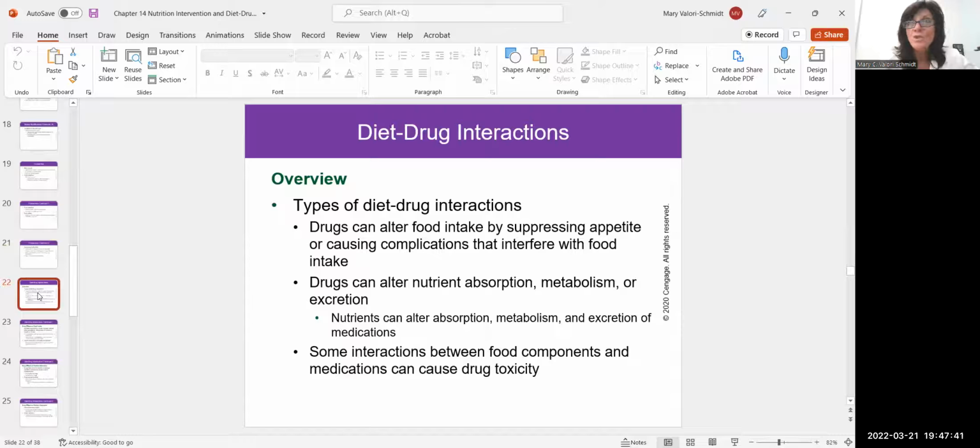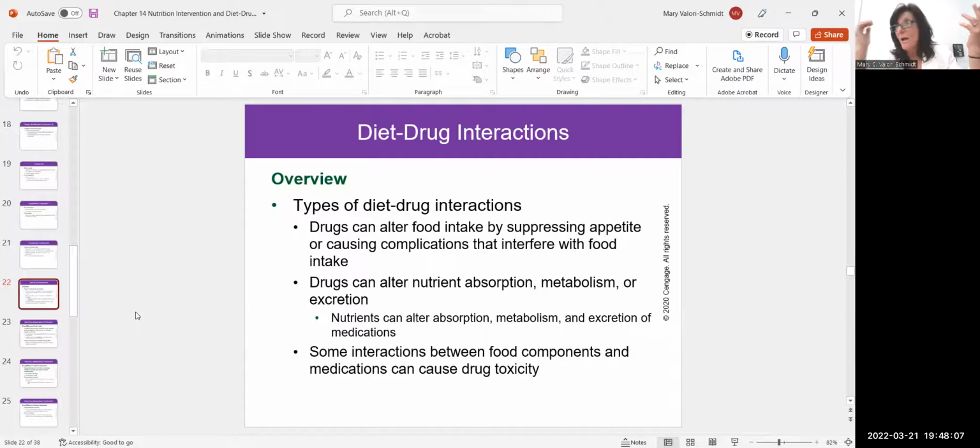Now let's talk about diet drug interactions. And there are lots of them. Different drugs can alter food intake because certain medications can make you lose your appetite or make you nauseous. Antibiotics are a big one for GI upset. Different drugs can affect your absorption, metabolism, or excretion. And there are interactions between certain specific components of certain foods and certain medications.